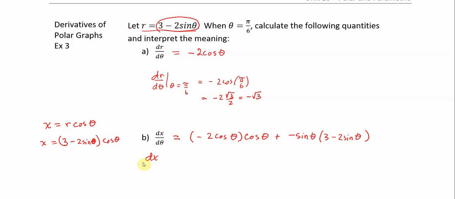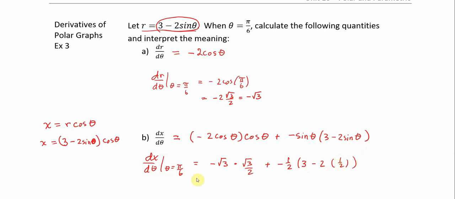So now we want to know dx d theta when theta is equal to pi over 6. That's still what the question is asking us. So we'll make our substitution here. Negative 2 times cosine of pi over 6, that we already know is negative root 3, times cosine of pi over 6 again, that is root 3 over 2, plus the negative sine of pi over 6, so sine of pi over 6 is 1/2, times 3 minus 2 times the sine of pi over 6, which is 1/2.